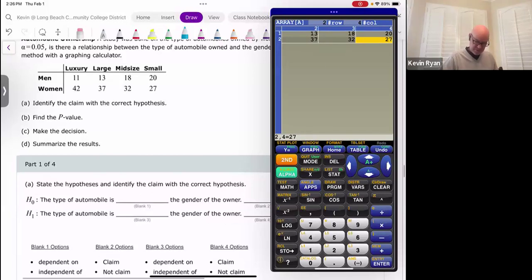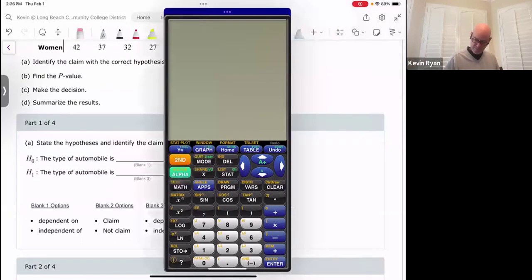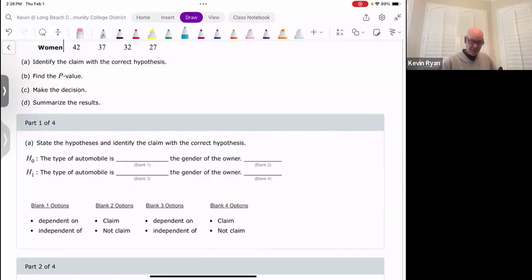Okay, so now we have that, so we can scroll a little bit. Here, let's quit out of that. The type of automobile is independent of the gender of the owner, and this is not the claim. The type of automobile is dependent on the gender of the owner, and this is the claim.